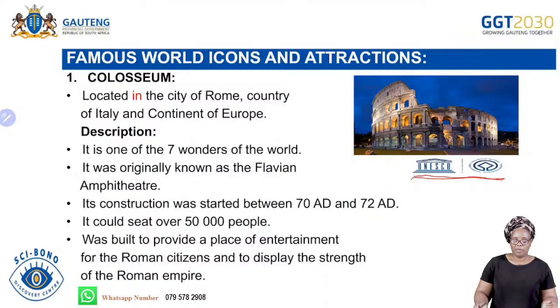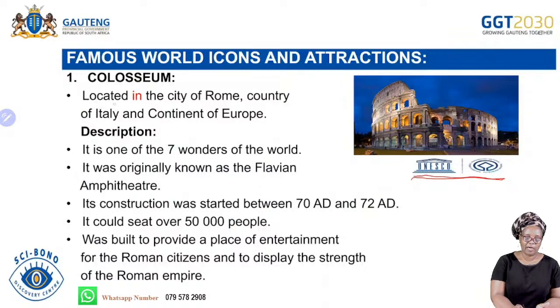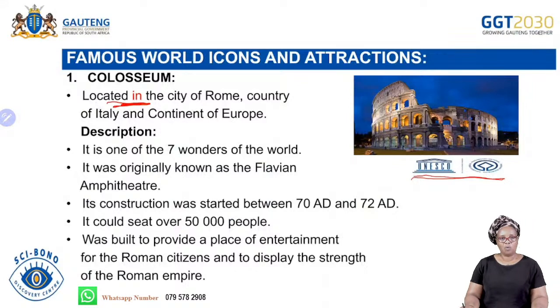I want us to start with the icons. Let's look at the icons. The first one is the Colosseum. So this one, the Colosseum, is located in the city of Rome. You can see that we have highlighted located in the city of Rome, so that you won't forget that. And the country is Italy. The continent is Europe.